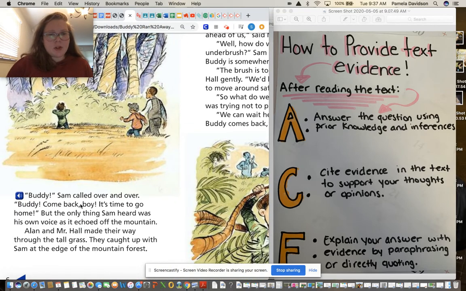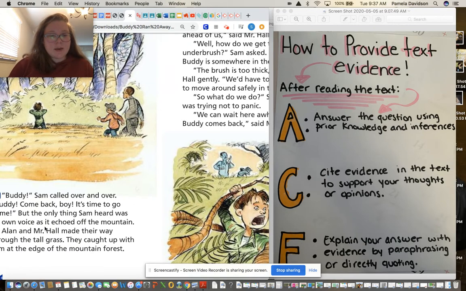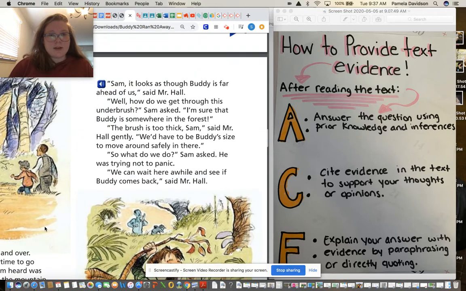Buddy, Sam called over and over again. Buddy, come back, boy. It's time to go home. But the only thing Sam heard was his own voice as it echoed off the mountain. Alan and Mr. Hall made their way through the tall grass. They caught up with Sam at the edge of the mountain forest.